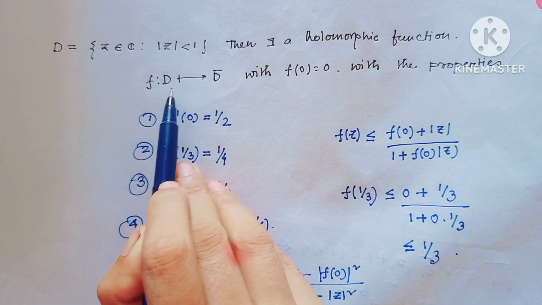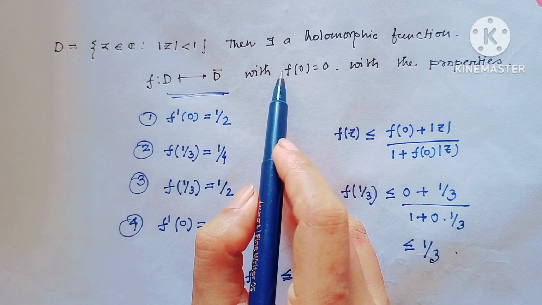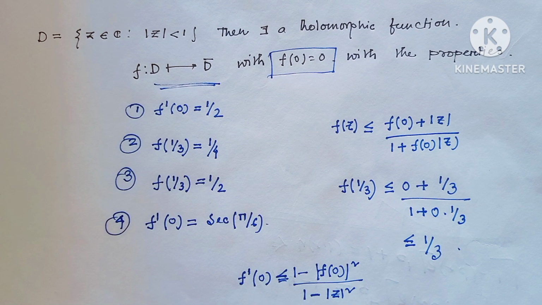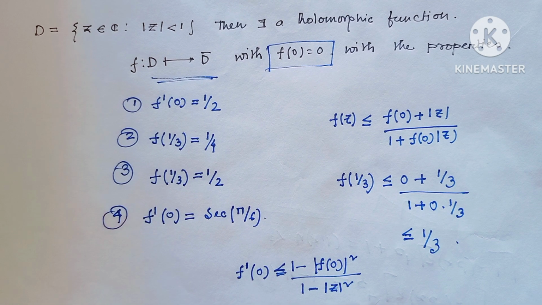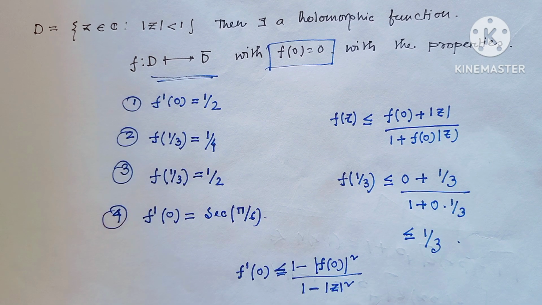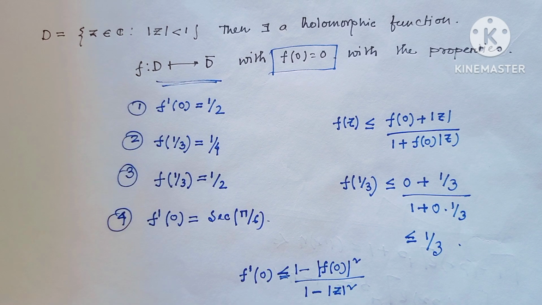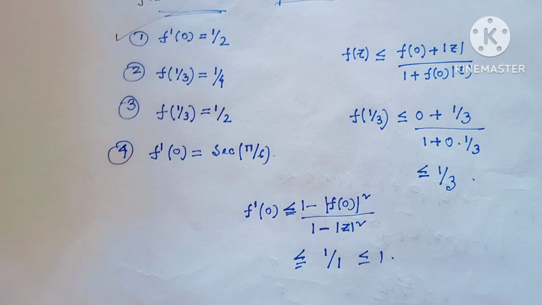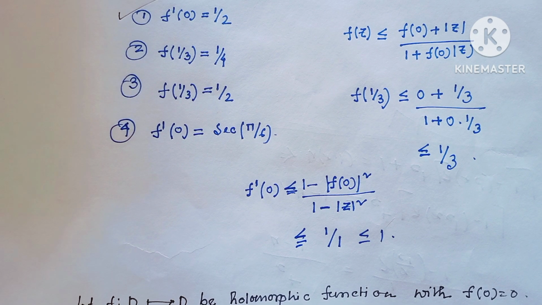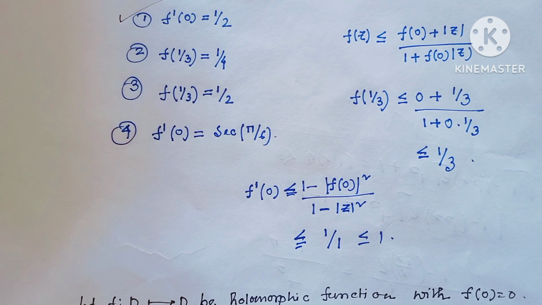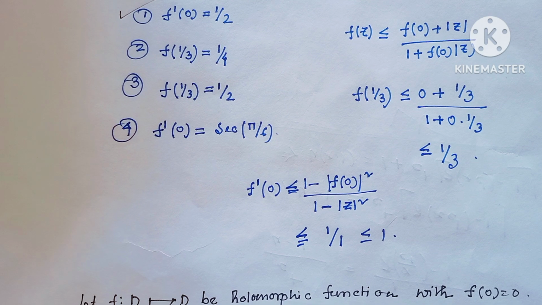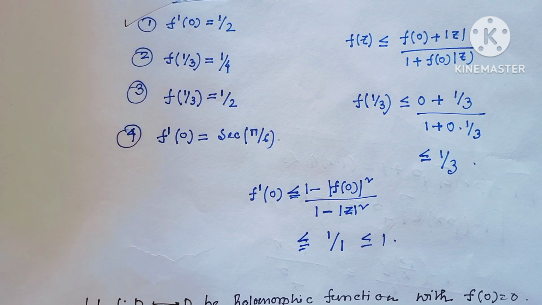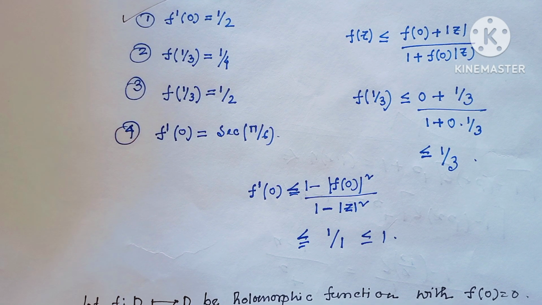Here, given f defined from the disc to the disc closure with the condition f(0) = 0, we have to find, at first, f'(0). In my previous video I had seen f'(0) is equal to 1/2. This is true because by Schwarz Lemma, since f(0) = 0, f'(0) is always ≤ 1. Since 1/2 is less than 1, f'(0) = 1/2 is possible.